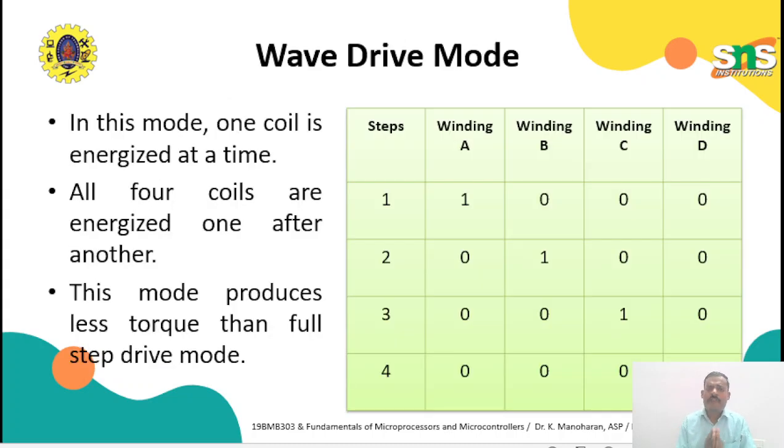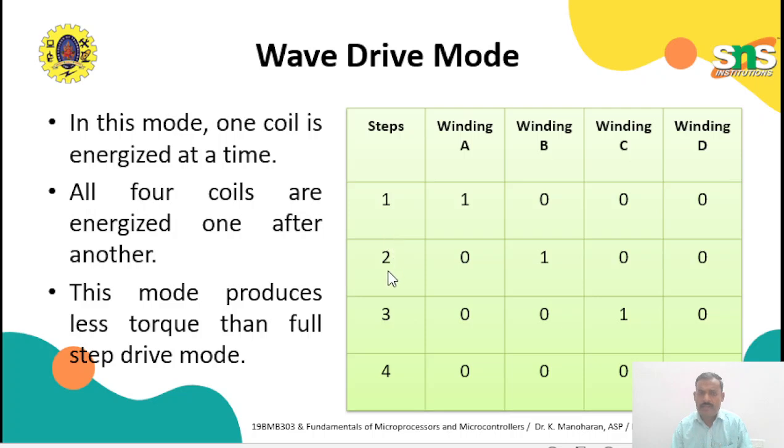So this is wave drive mode method of energizing. Here we have 4 windings. Each winding will be energized one by one. Look at this, these are the steps. First step, I am energizing winding A and de-energizing windings B, C, D.